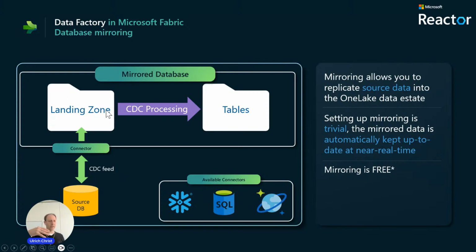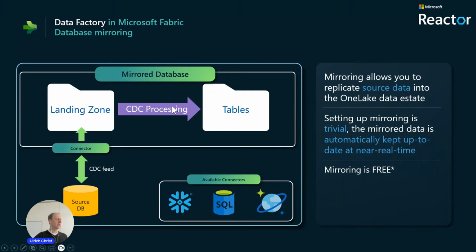And when you set up mirroring, this process starts, and at the same time, our mirroring engine, which does the horizontal piece here, also starts. So it basically looks into the landing zone, checks if there are new files of change data or also the initial snapshot, new files being landed, and then basically processes these files and synchronizes the tables in your Fabric warehouse.